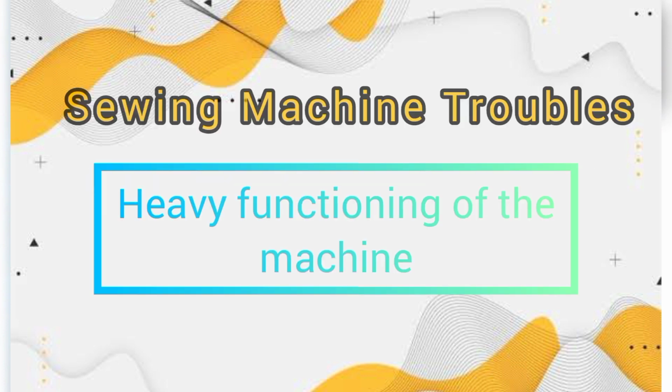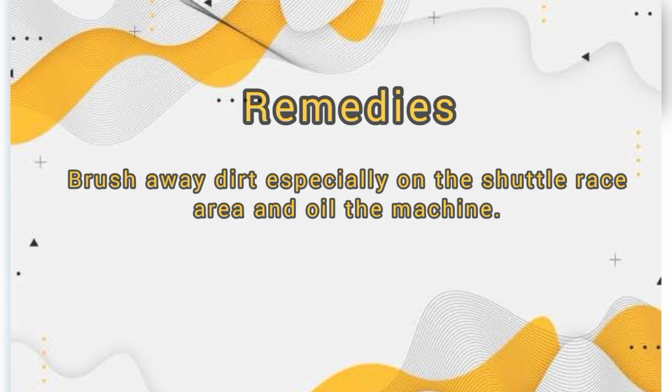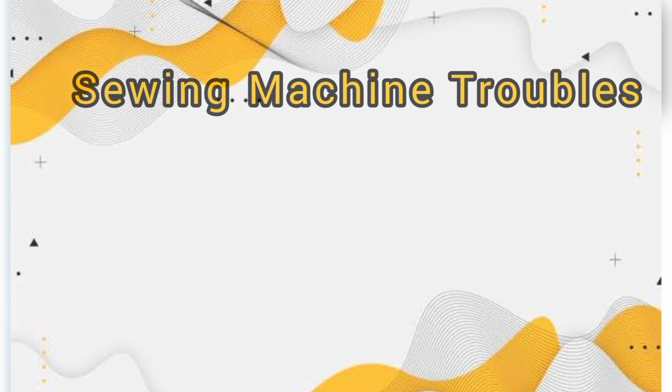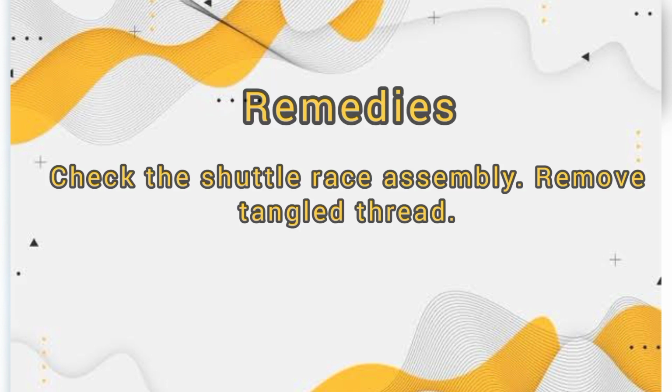Next is heavy functioning of the machine. Remedy for that is brush away dirt, especially in the shuttle race area, and oil the machine. Next is stuck up machine. So remedy for that is check the shuttle race assembly, then remove tangled thread.